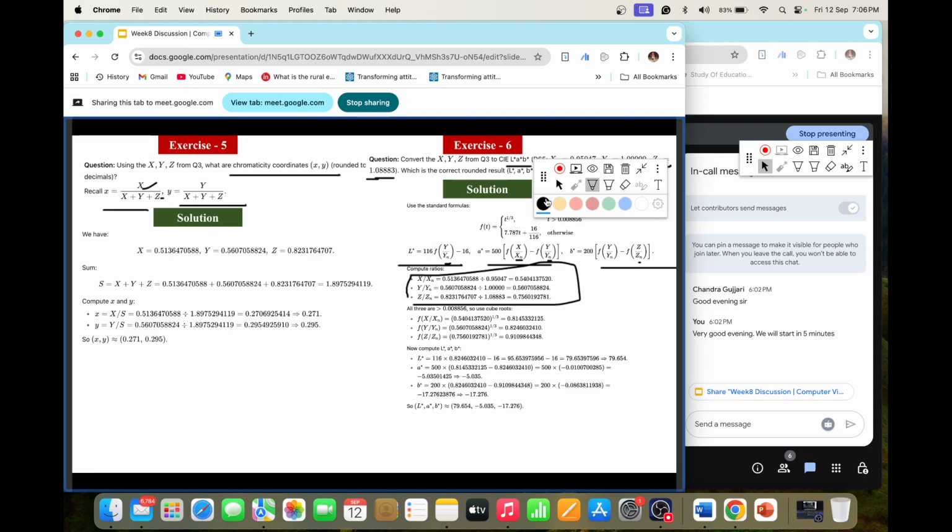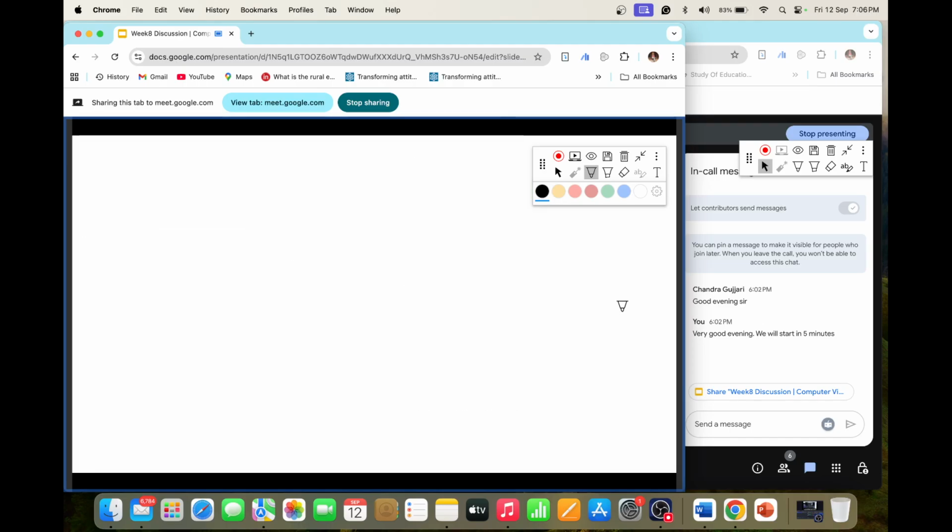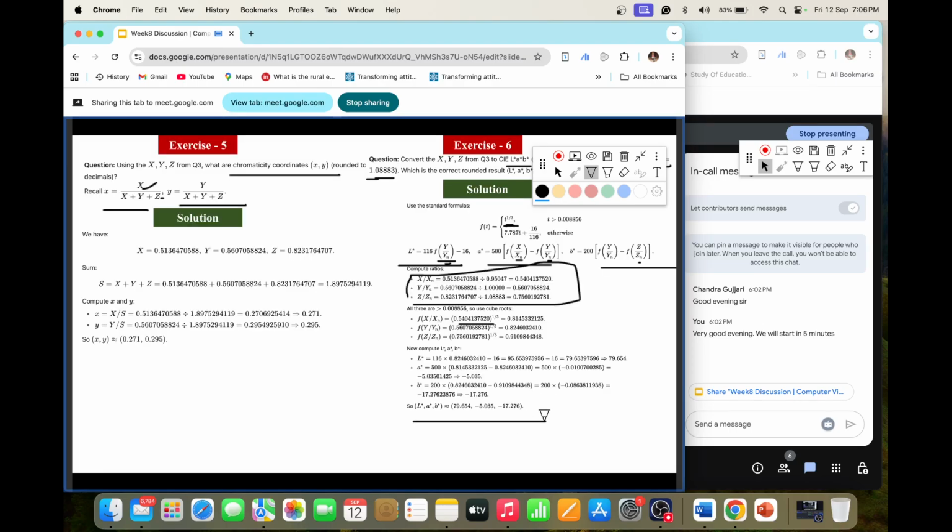If your values are coming greater than this, then your function will be t to the power 1 by 3. As all the values are coming greater than 0.008, you can easily calculate the function values. Once you got the function values, just put them in these formulas to get the LAB values. So by this you can get the CIE Lab values.